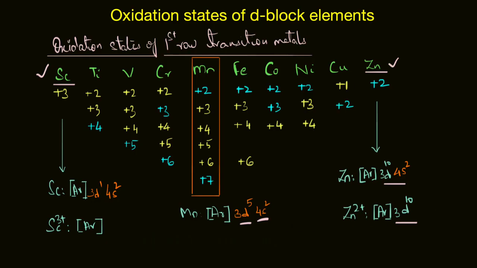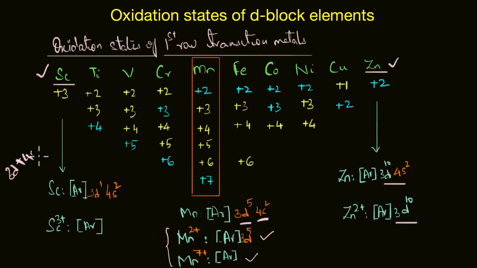Now here again, as you can see, +2 and +7 are the most stable oxidation states for manganese because both of these states result in stable electronic configurations. In the +2 state, you get the half-filled d5 electronic configuration, and in the +7 state, you get the noble gas configuration. Both of these states are most preferred because they are stable. Now, as we observe the oxidation states from scandium to manganese, another thing that we can see is that the maximum oxidation state corresponds to the sum of the electrons present in the 3d and 4s orbitals.